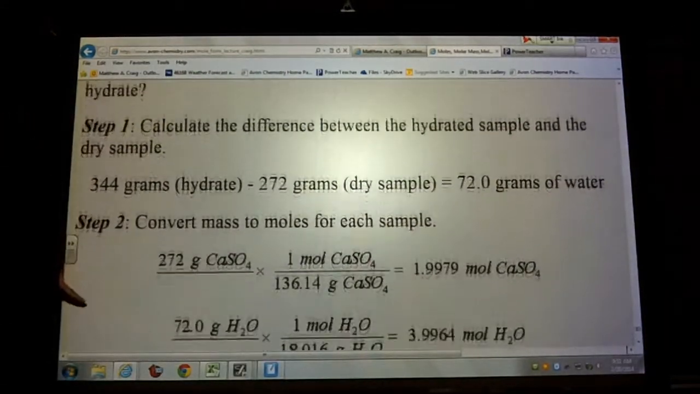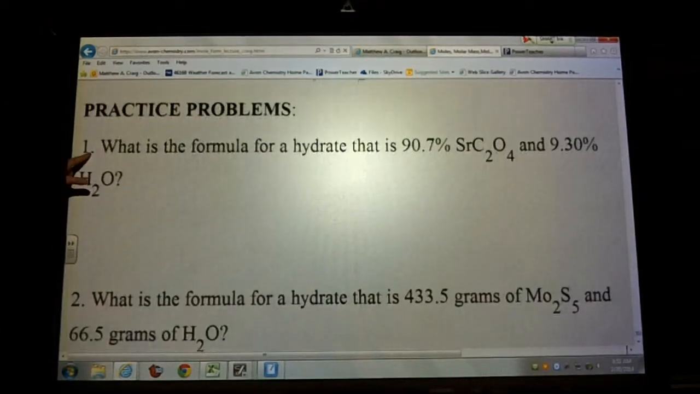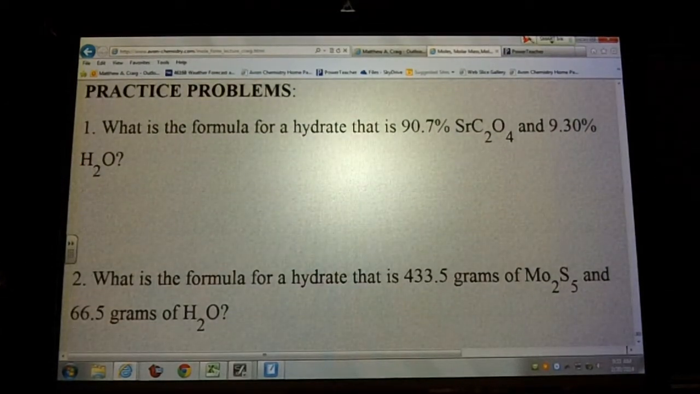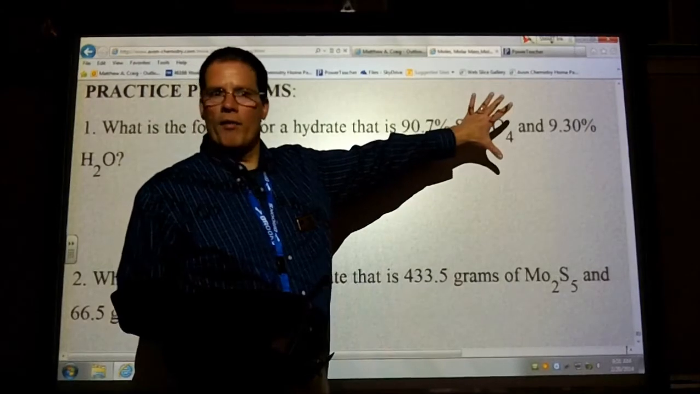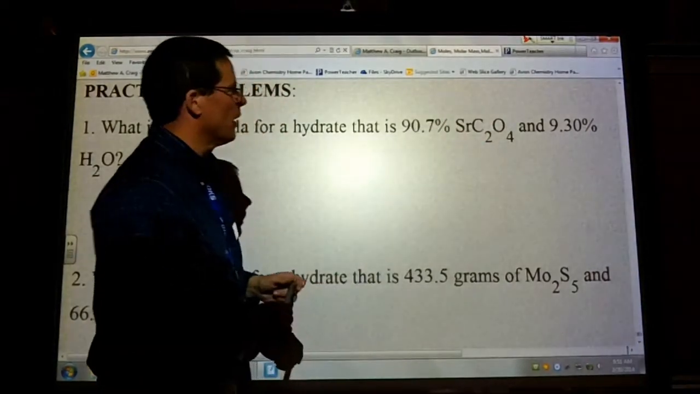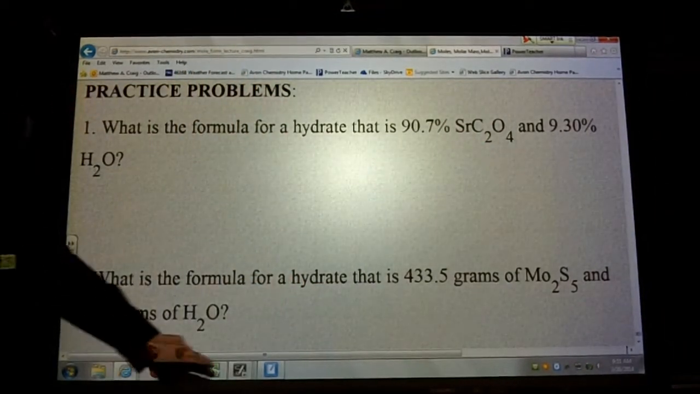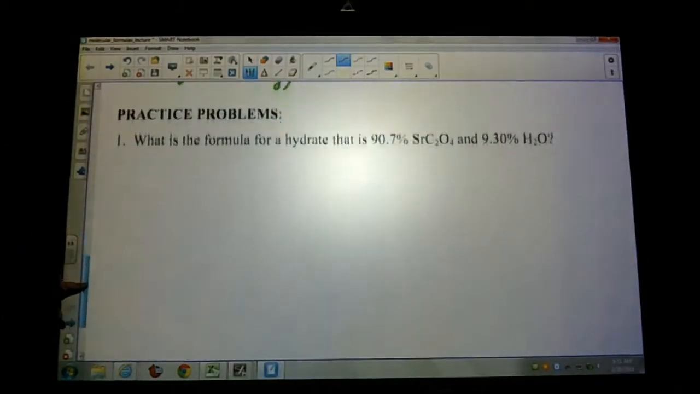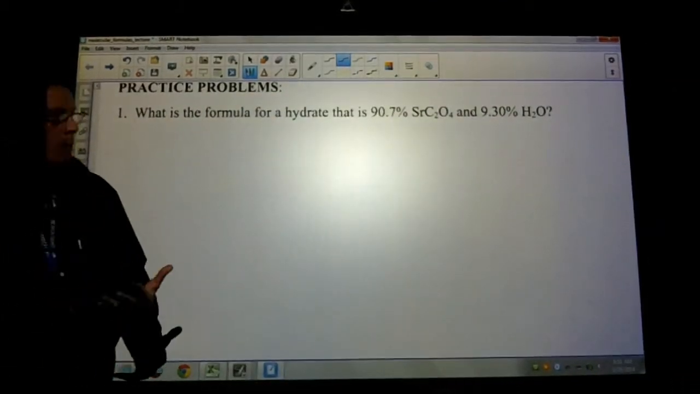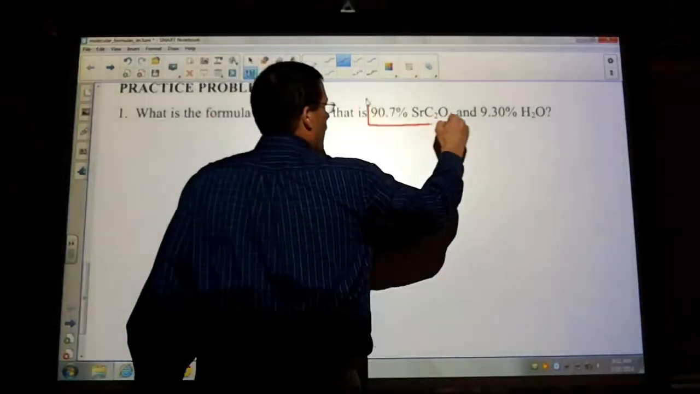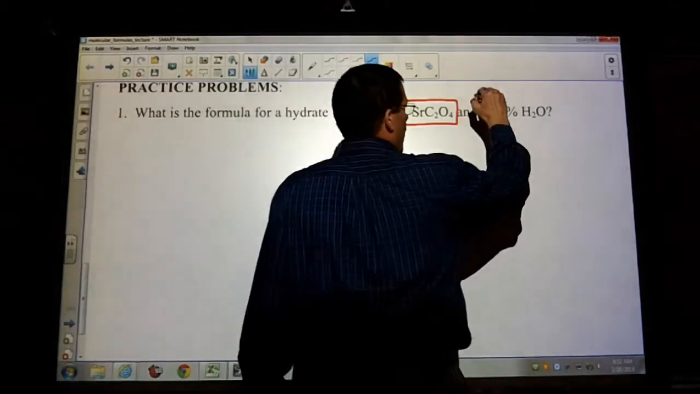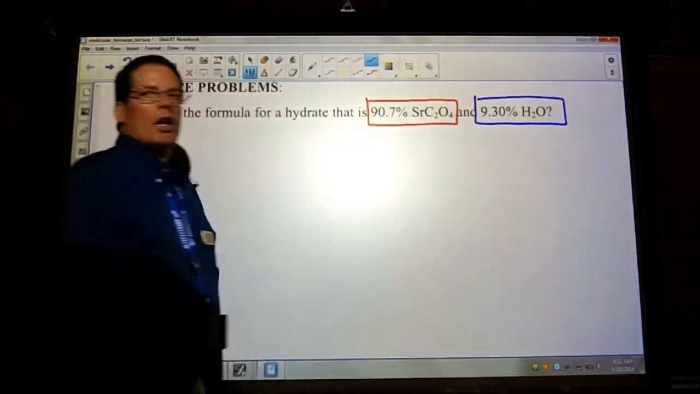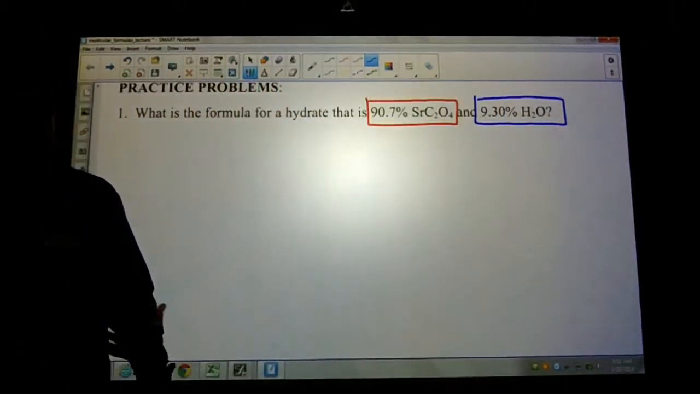So there's some examples. Let's look at a practice problem here. The practice problem asks, what is the formula for a hydrate that is 90.7% strontium oxalate, not one of your polyatomics, so don't freak out about that, and 9.3% water. What's nice about these is the formula has already been given to you. In other words, we have this percent of the strontium oxalate, and you also have a percent of the water. So you don't have to find the empirical formulas. They've already been given to you.